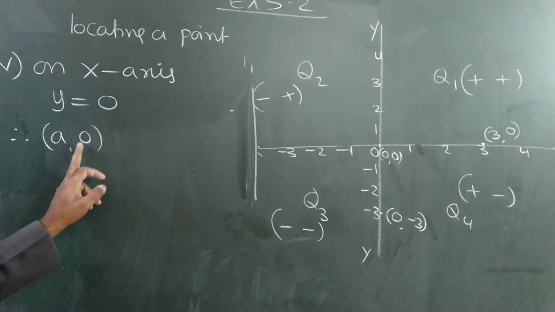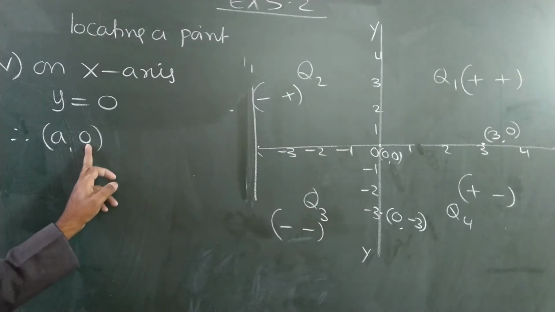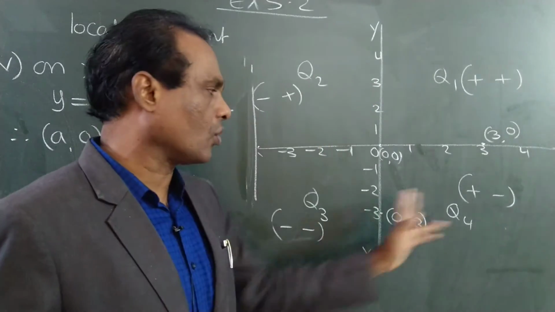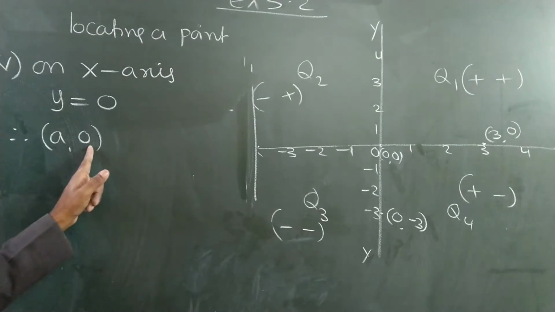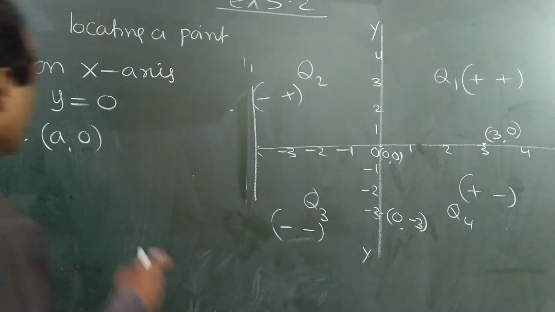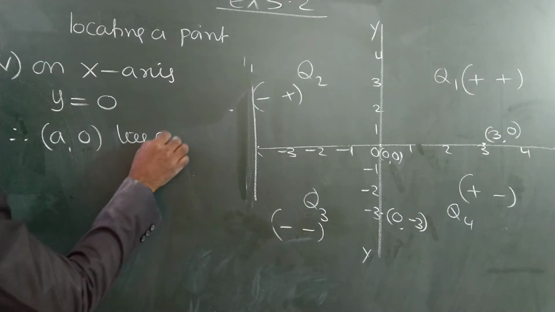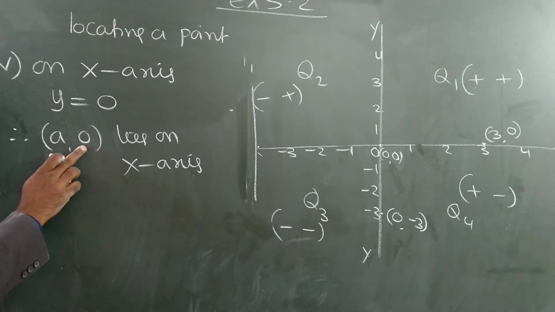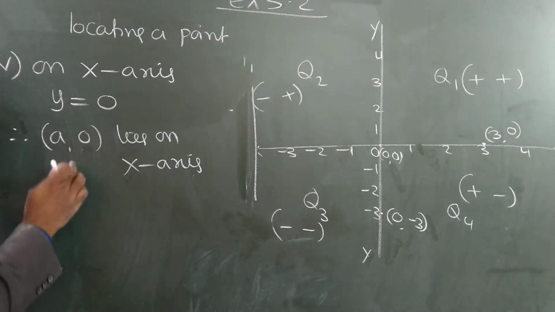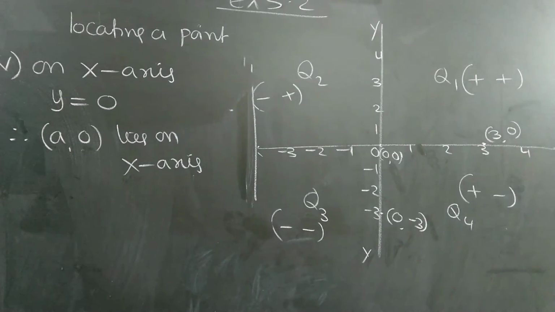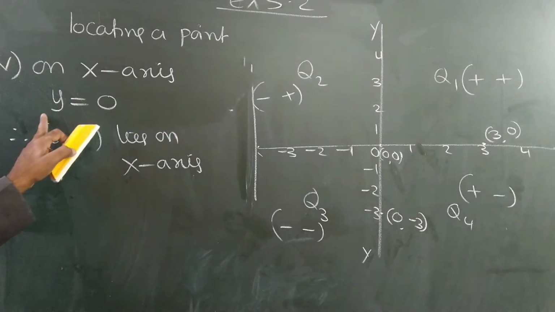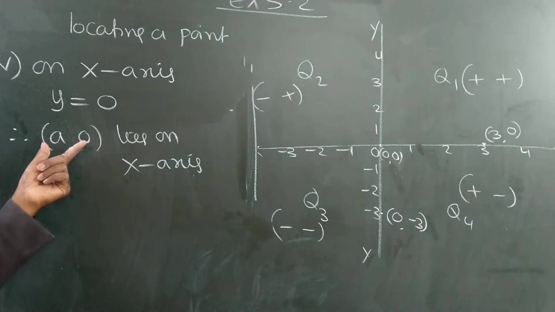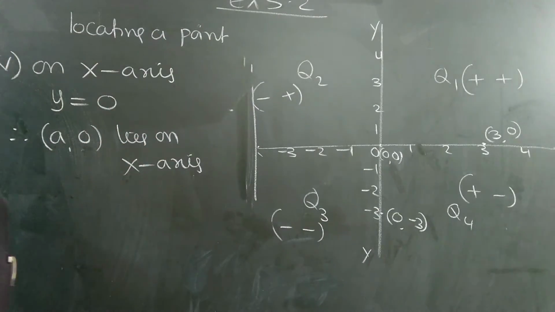It is not in the second quadrant because this should be negative, and 0 is not a negative number. 0 means it will not lie in any of the four quadrants. So y value 0 means it lies on the x-axis. Write down: A comma 0 lies on the x-axis. Why does it lie on the x-axis? Because its y value is 0. Fifth point, on the x-axis y is equal to 0. Any point on the x-axis has y value 0.